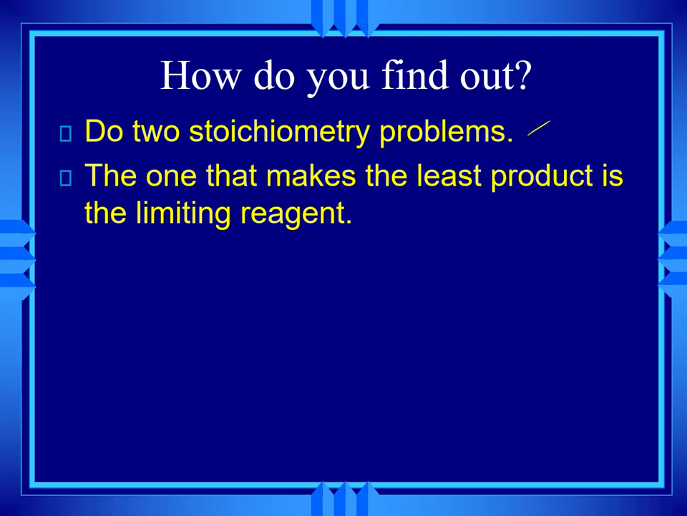So you turn them both to product, and whichever one makes the least is the limiting reagent. So we're not going to do any different math. We may have to do it twice, but it's not different. Same math we've been doing.